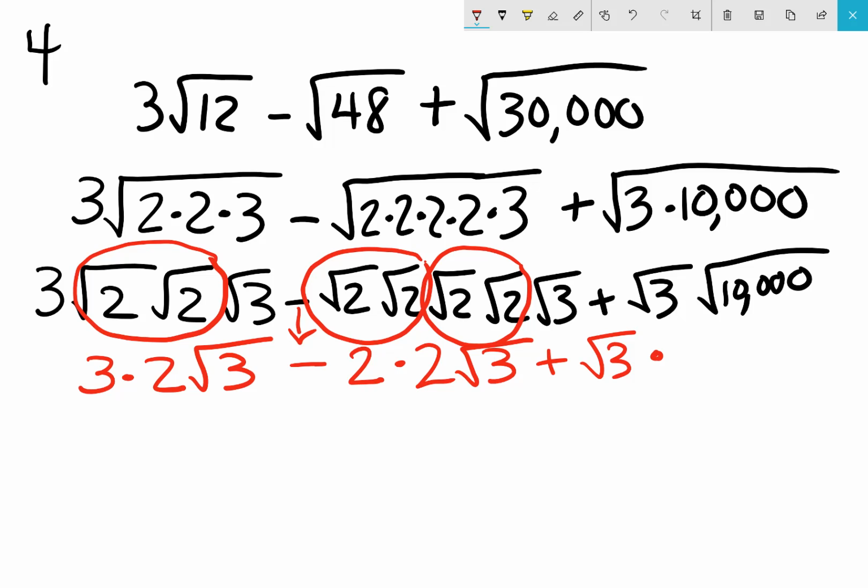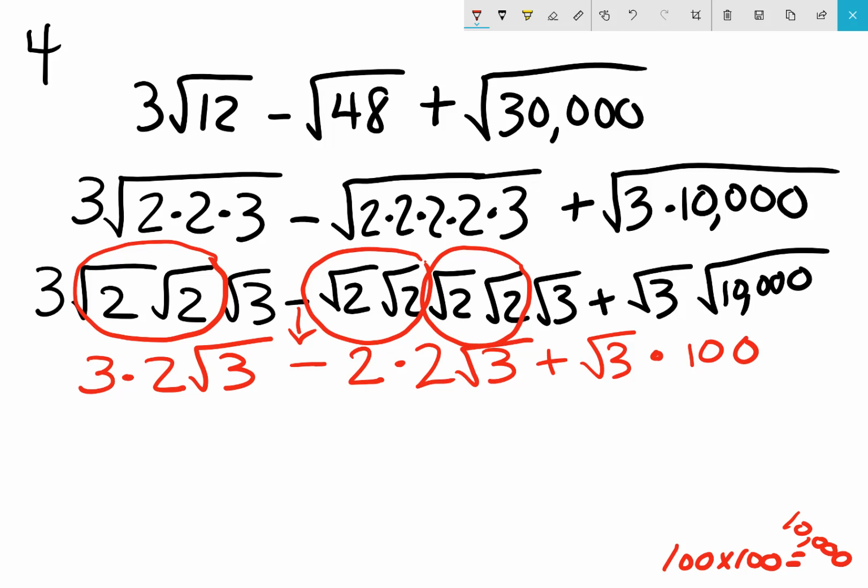And then you've got that multiplied by the square root of 10,000. All right, the square root of 10,000 is 100. 10,000 has 4 zeros. 100 has 2 zeros. 100 times 100 is 10,000. So square root of 10,000 is a perfect square. The square root of 10,000 is 100, because 100 times 100 is 10,000.